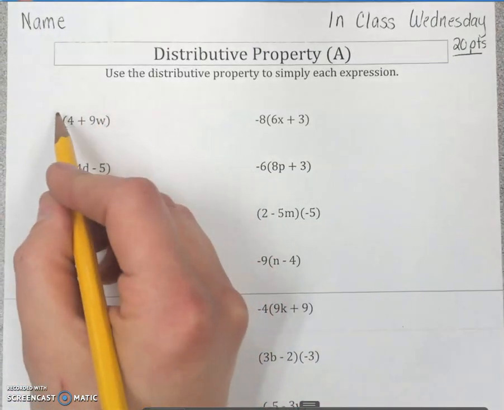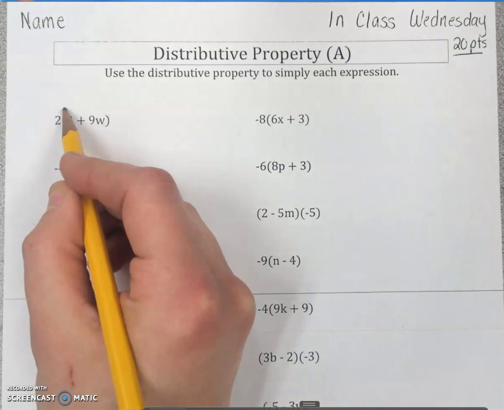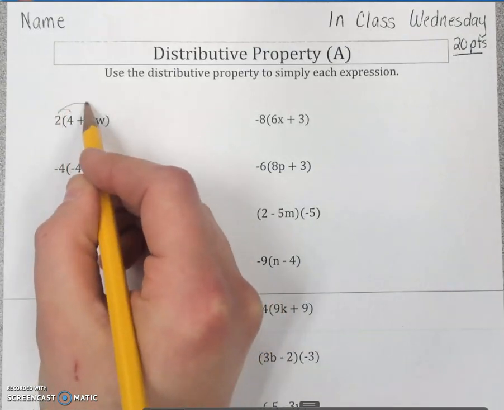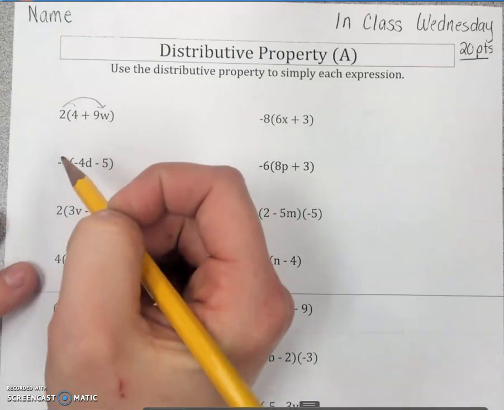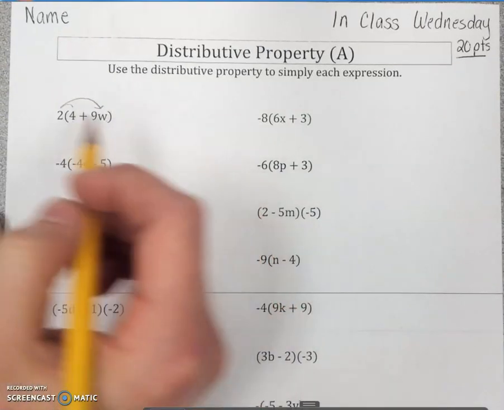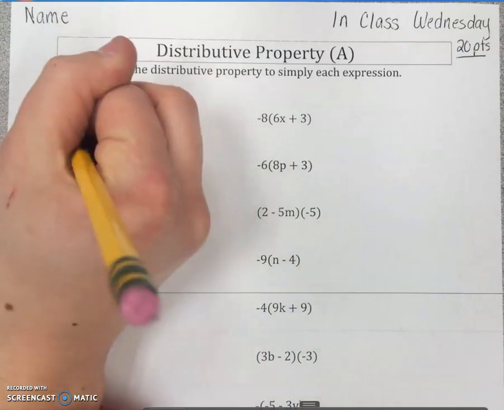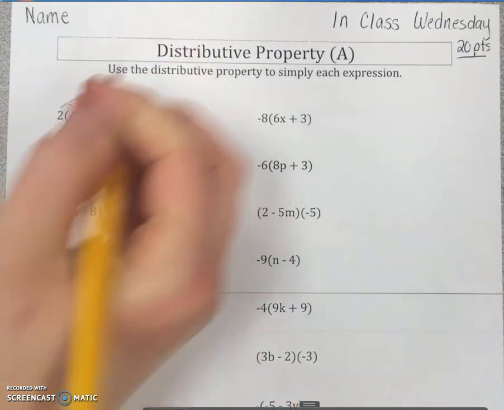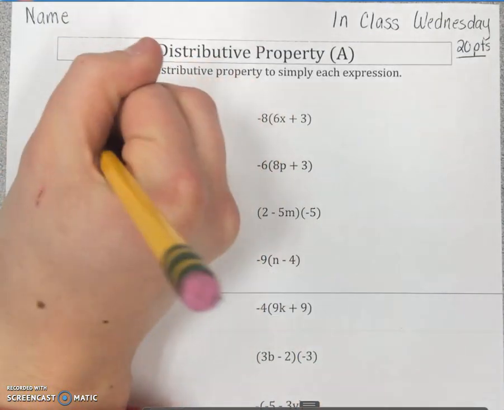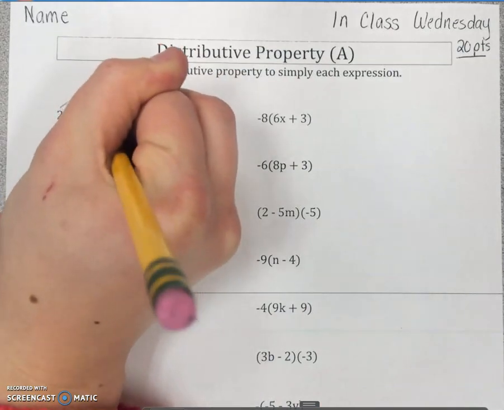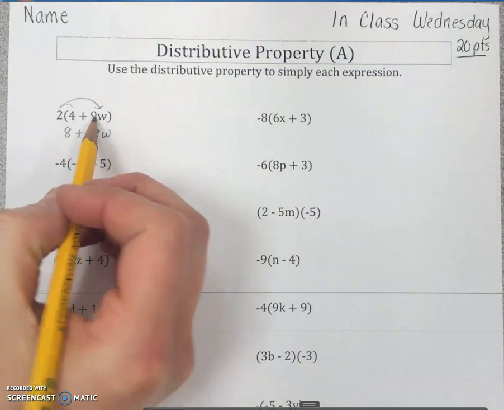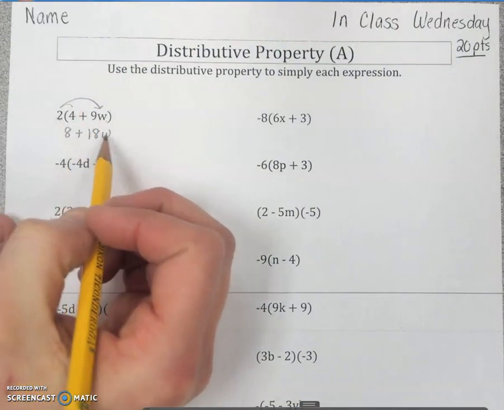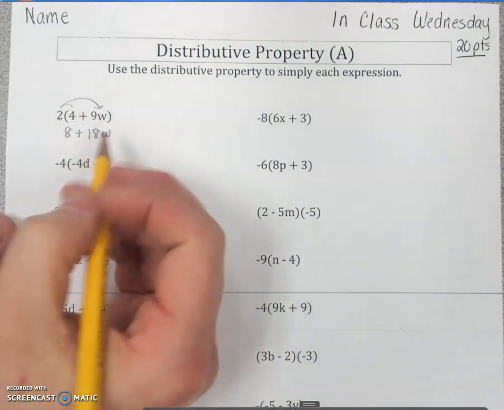So if I'm distributing this, I'm going to give my 2 to my 4, and then I'm going to give my 2 to my 9w. And literally what I'm going to do, since I know that it means multiplication, is I'm going to do 2 times 4, which is 8, and then 2 times 9, which is 18w. I don't know what w is. I just know that if I have 9 of them and I multiply it by 2, I get 18 w's. That is the answer to number 1.